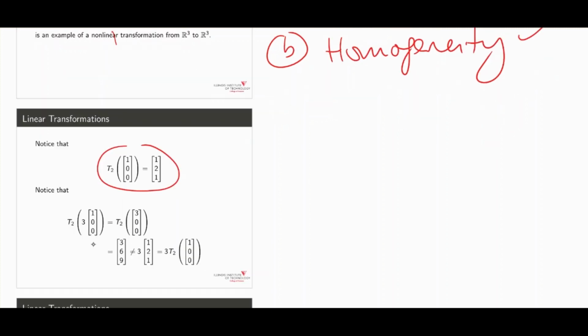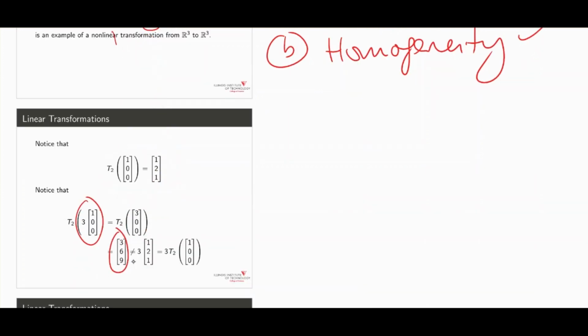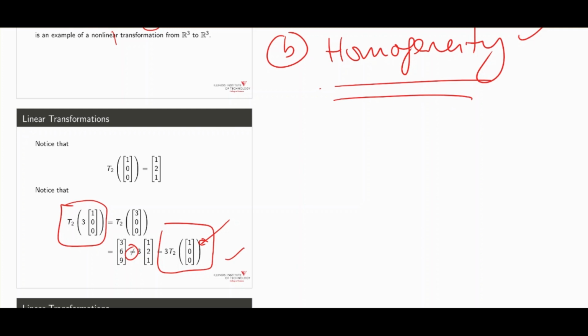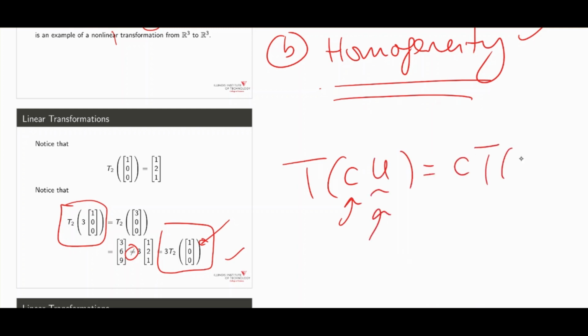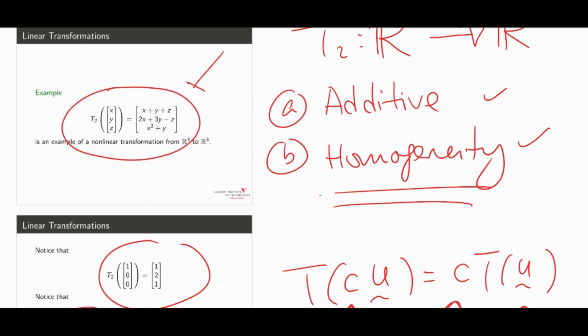All right, so if you take T2 of 3 times (1,0,0), that is what you get. If you put (3,0,0) into this mapping, this is 3, this is 6, and this is 9, and you get that. You can see very easily that this is actually not 3 times this. So T of 3 times this vector is not equal to 3 times T2 of this vector. So the homogeneity property failed to hold for this particular example. For a linear transformation, we want this to hold for all possible vectors and all possible scalars, and we have found an example where it fails to hold. Therefore, we can conclude that this is a transformation, a mapping, a function, but it is not linear.